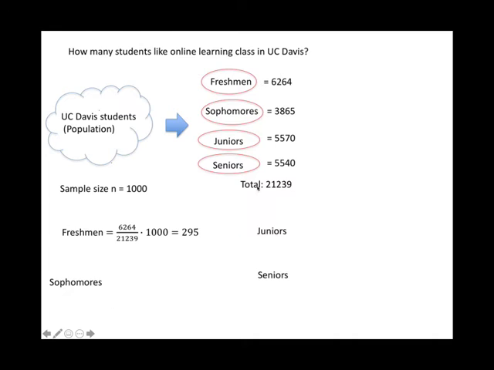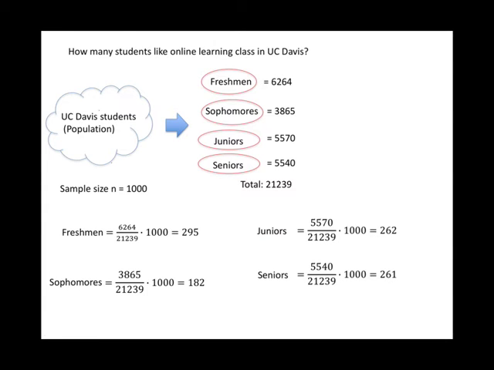Okay, for the sophomores, the number of students in the sophomore class divided by the total, multiplied by the sample size, I'm going to get 182 students. Juniors, you should get 262. Seniors, you're going to get 261. After that, we need to double check if the sample size is going to be equal to 1,000.